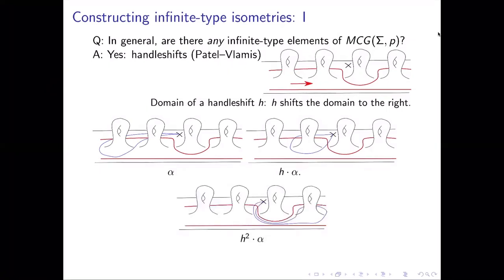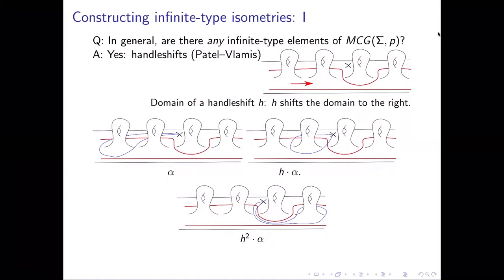And if I apply H again, it's not going to loop around the third handle, but it's going to loop around the fourth handle. And that's because the third handle isn't in the domain of the handle shift. So if I'm shifting 1 to the right within the domain, it moves over to this fourth handle. And notice that how it gets from the puncture to the fourth handle follows the boundary of the handle shift.